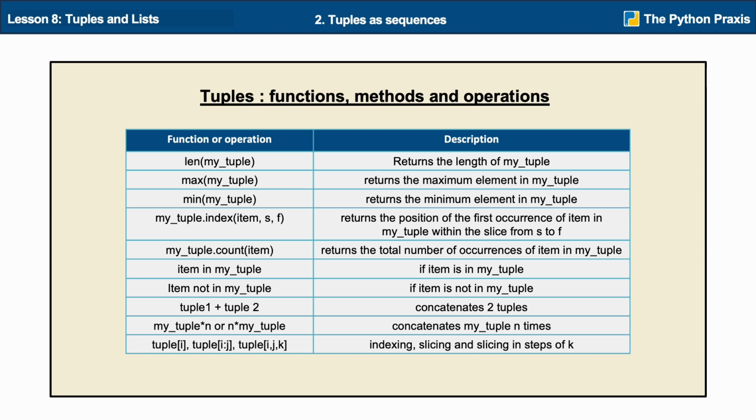And finally, we have indexing and slicing. Here we can access a single element by its index, a slice of elements between two indices, or even a slice with a step value, allowing us to skip elements as we go. So even though tuples can't be modified like lists, you can still analyze them, search through them, combine them, and access their elements in powerful ways.